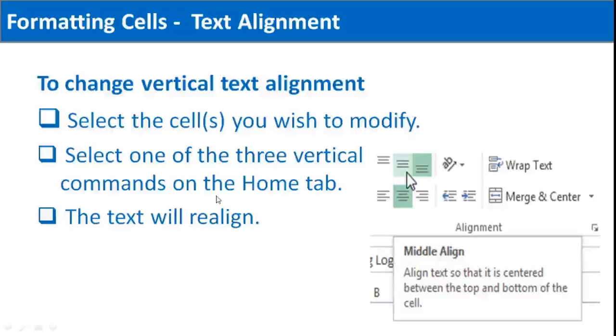Similarly, how to change the vertical alignment? What are the vertical alignments? Vertical alignments are top align, middle align and bottom align. So text is moving in this direction, vertically. Now what are the steps? Select a particular cell. Select one of the three vertical commands on the home tab, that is top align, middle or bottom. In this case, text is moving vertically. Whenever you select a particular alignment, the text will realign to the selected option.